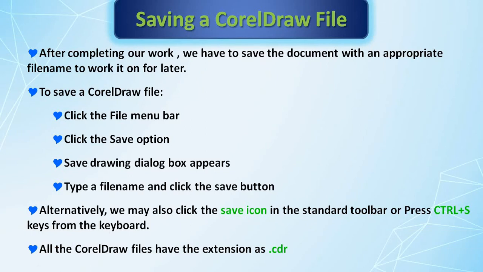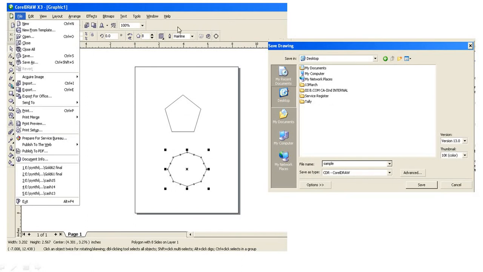Finally, if I have completed all my work in CorelDRAW, I have to save my document with an appropriate file name so that I can work on it later. We may click the save icon in the standard toolbar, or from the keyboard we may press the Ctrl plus S keys to save, or I can click the File menu, where there are many options, and select the save option.